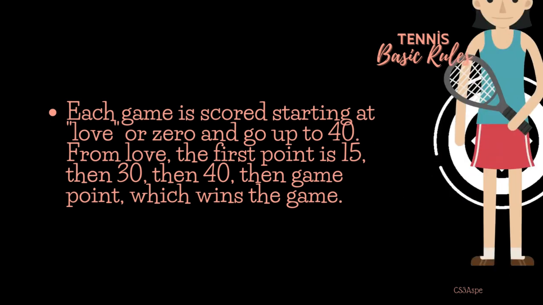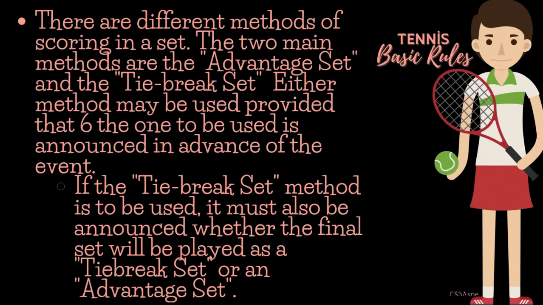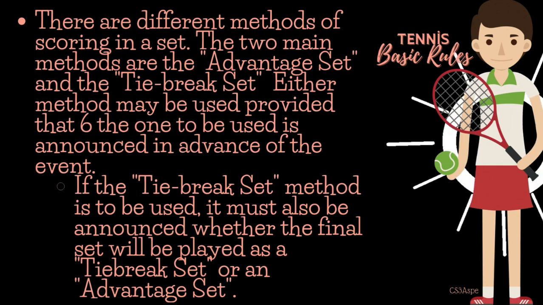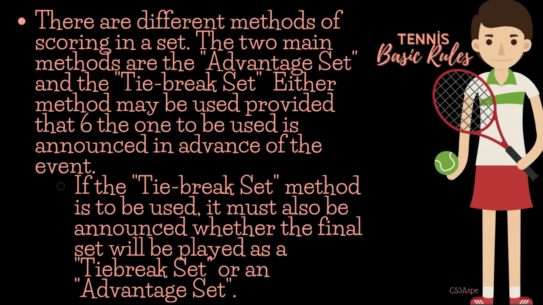There are different methods of scoring in a set. The two main methods are the advantage set and the tie-break set. Either method may be used provided that the one to be used is announced in advance of the event. If the tie-break set method is to be used, it must also be announced whether the final set will be played as a tie-break set or an advantage set.